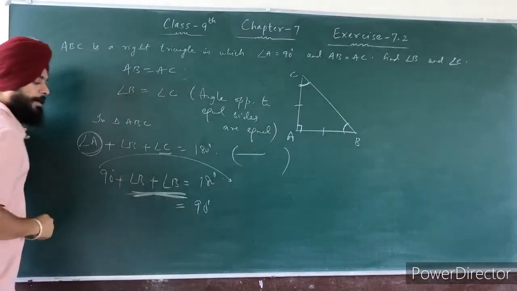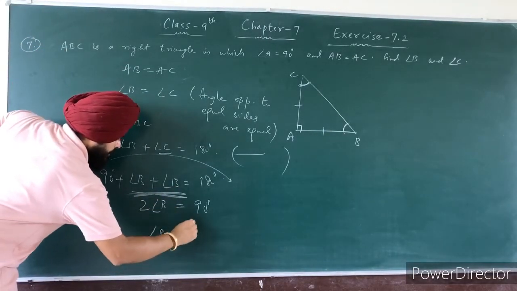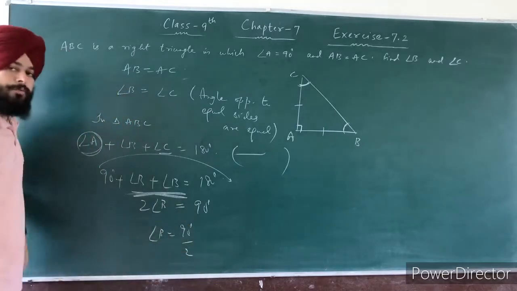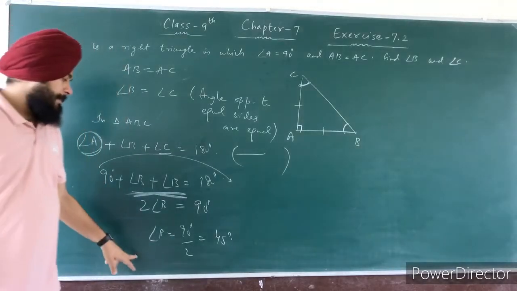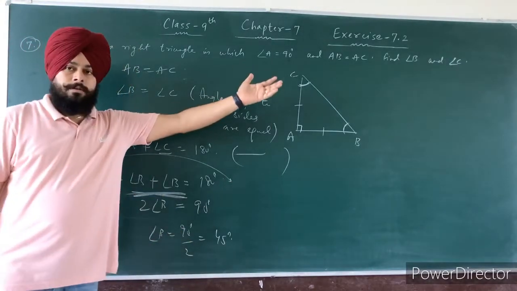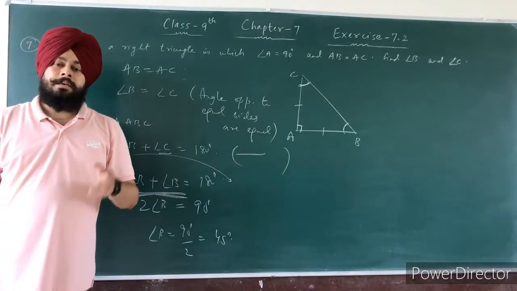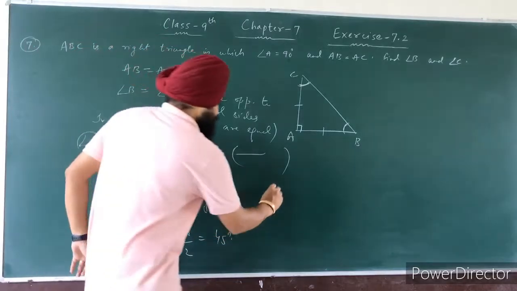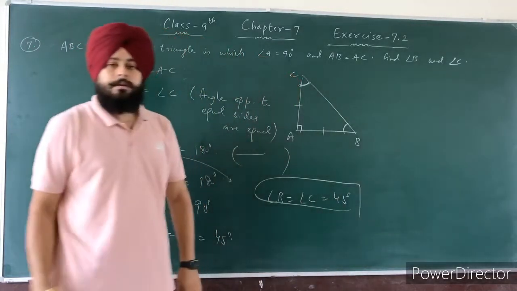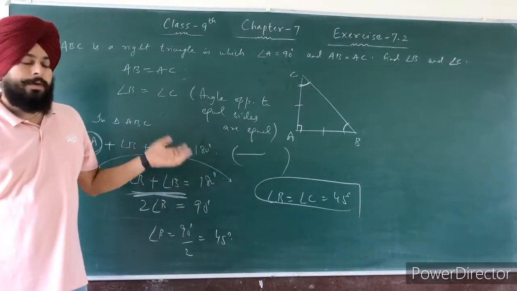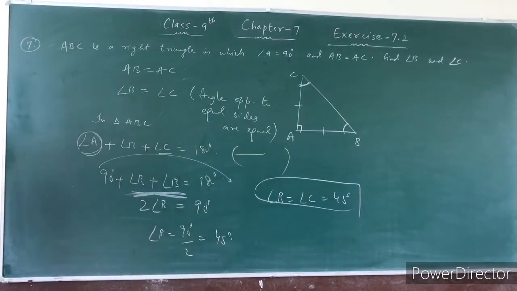Angle B plus angle B, how much? It is 2 times angle B, or angle B is equal to what? 90 over 2, and 90 over 2 is 45 degrees. Therefore the measure of angle B is 45. Then what about C? Angle C is also equal to angle B. That's why angle B and angle C both have the same measure, that is 45 degrees. Because angle C and angle B are equal, the measure of both these angles is 45 degrees. So this is your question number 7.